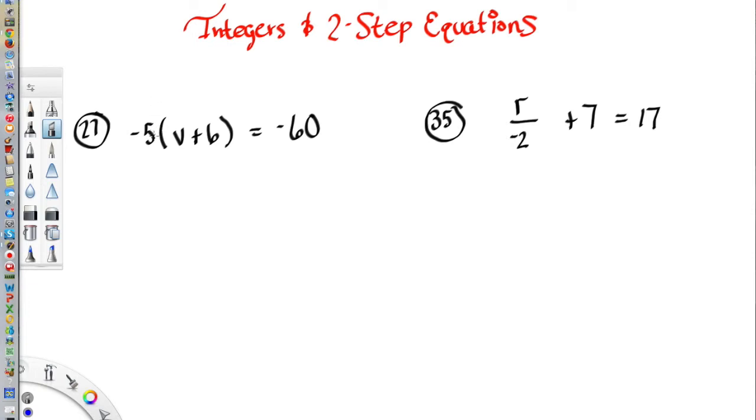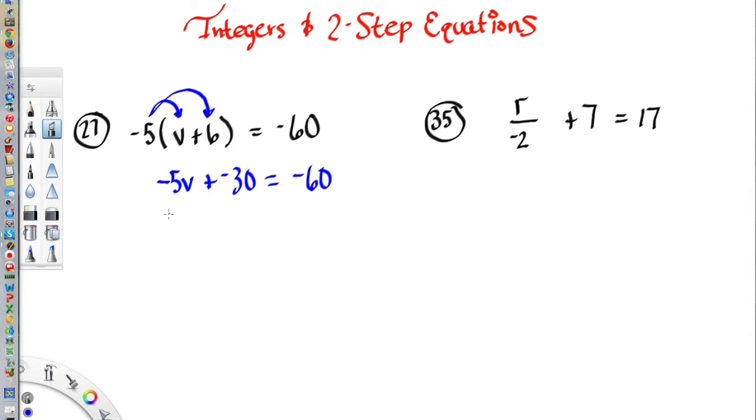Okay, first thing we want to do is, can we simplify? And for number 27, we can. We need to distribute this -5 to the v and to the 6, both terms inside the parentheses. That's when we distribute. See, this is a -5 times the sum of v and 6. We can't combine these two terms because we don't know what v is, but we can distribute. So I'm going to get -5 times v will be a -5v, plus a -5 times 6 is going to be a -30. It's equal to a -60.